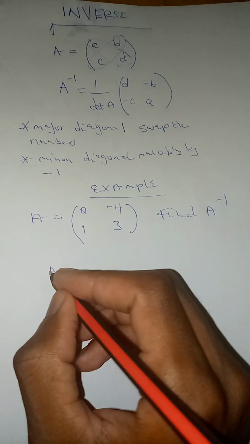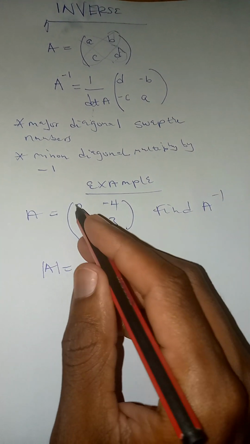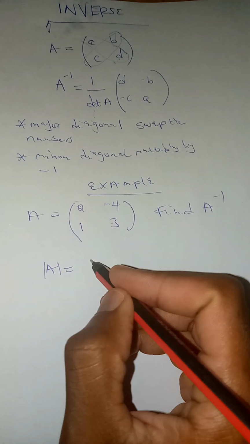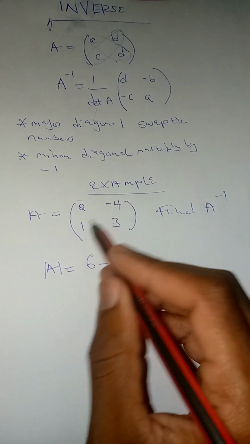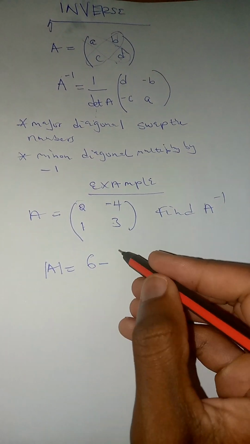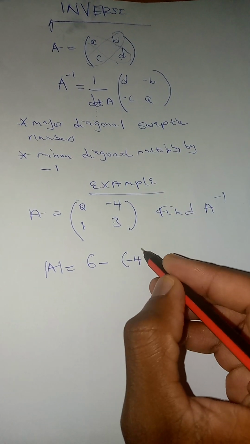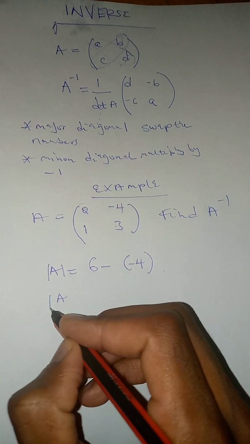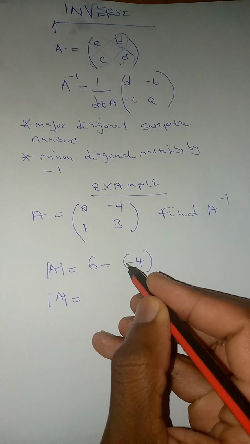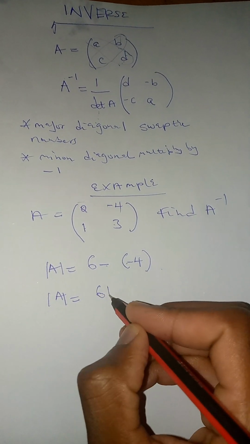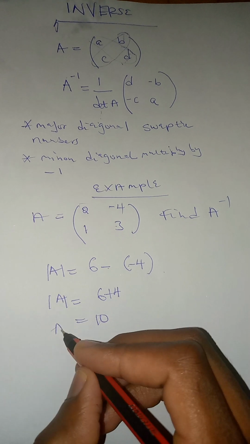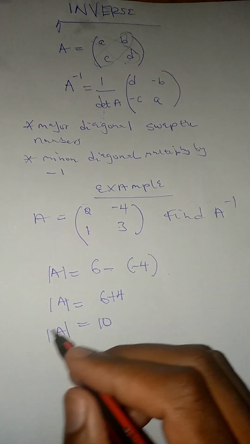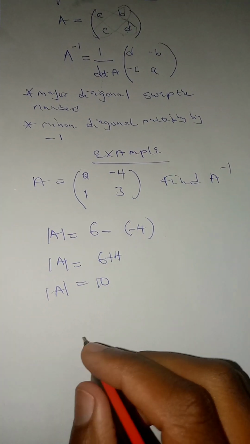By now you know the determinant is the major diagonal multiplied, so 2 times 3 gives us 6. Then minus the minor diagonal multiplied, 1 times negative 4, which gives us negative 4. So negative times negative is positive, so we have 6 plus 4, which will give us 10. So the determinant of A is 10. When you just find the determinant, other things are going to be easy.